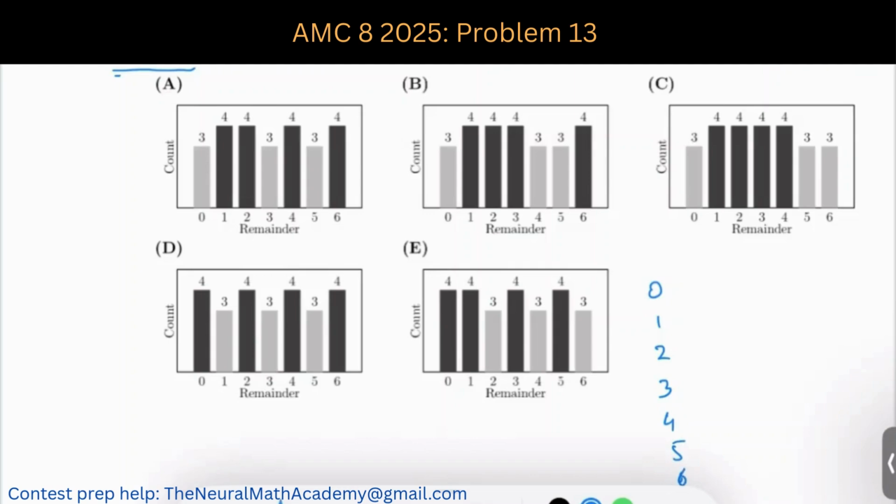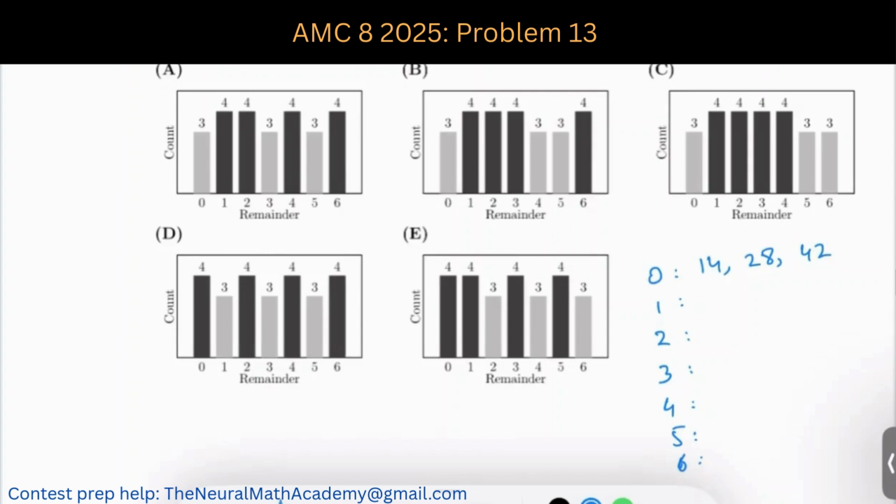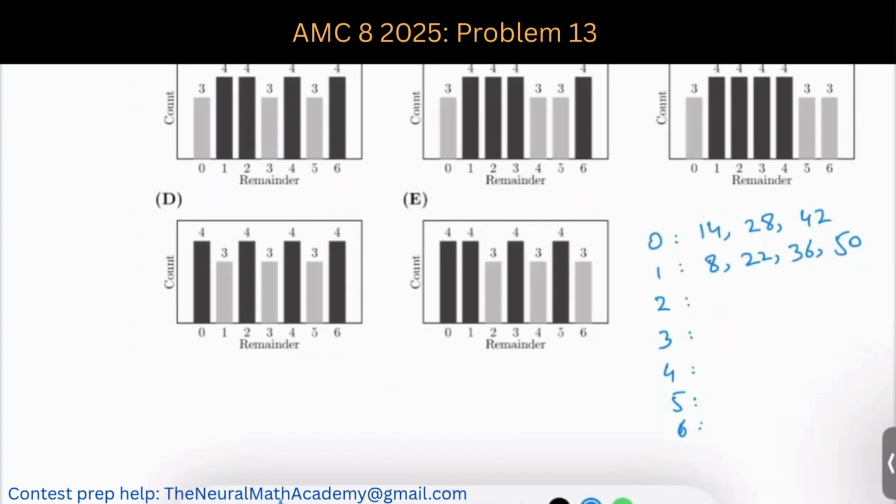And then we can simply list the numbers for each remainder. So for example, when we divide 14, 28 and 42, we will have a 0 remainder, and for remainder 1 we will have 8, 22, 36 and 50. For 2, 2 will itself be there, then we will have 16, 30 and 44.